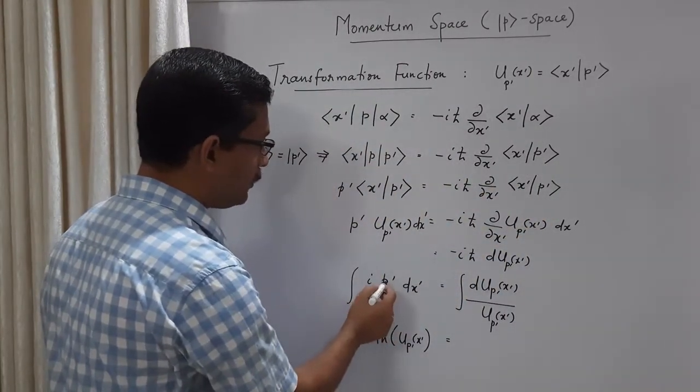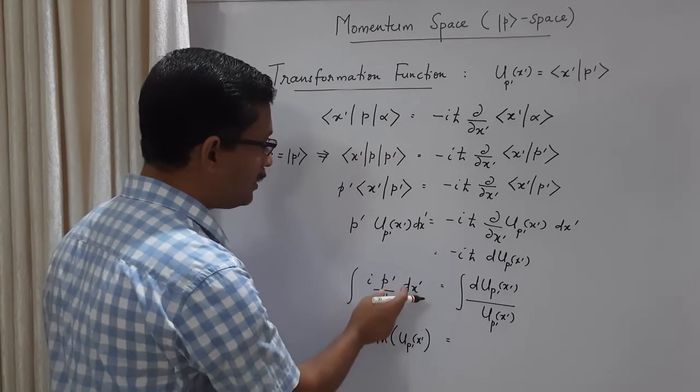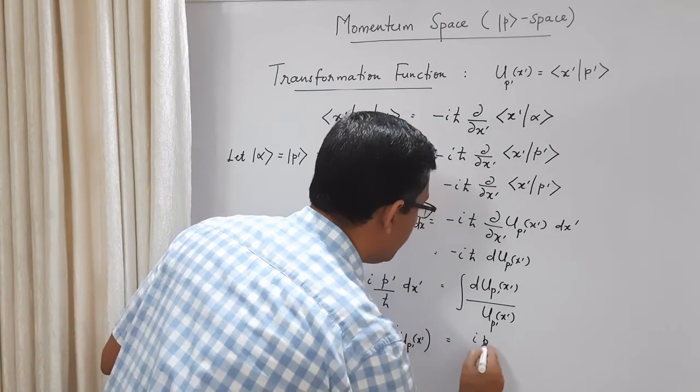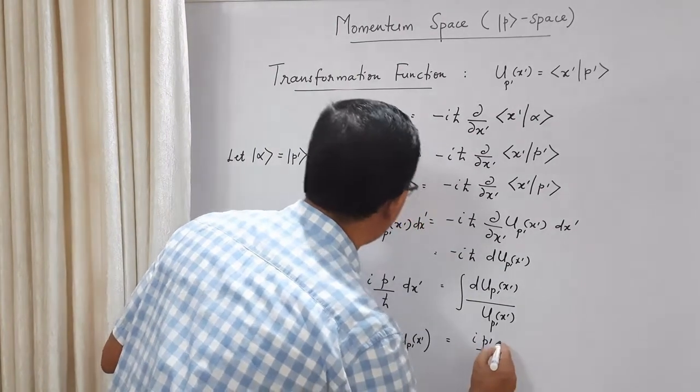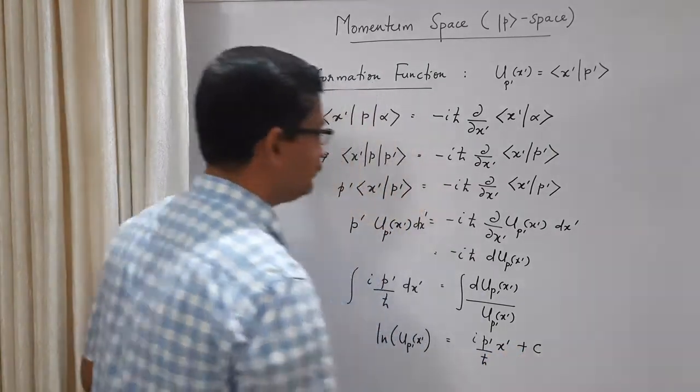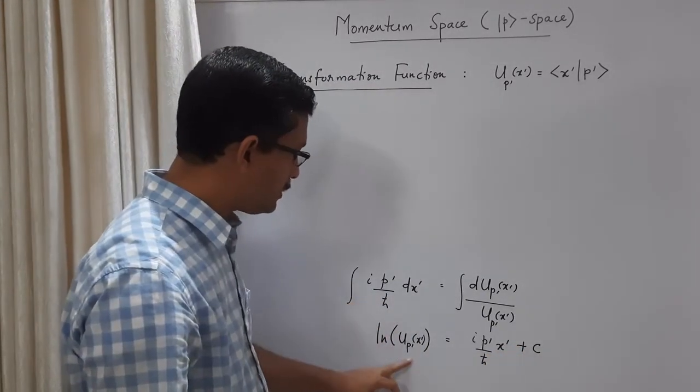This is an eigenvalue p prime, so this is a constant, and we can take it outside. The integral of dx prime is x prime. So what you get is i p prime by h cross x prime plus some constant c. So we have done this integration, and we get this.